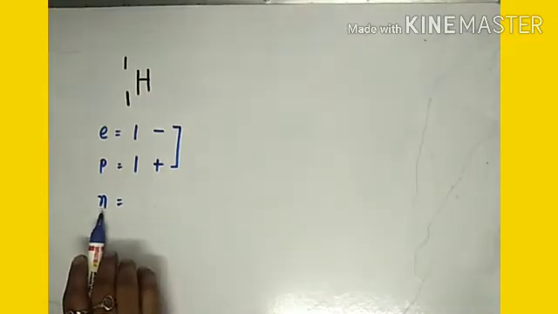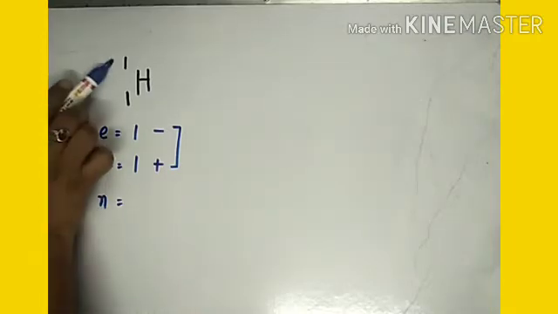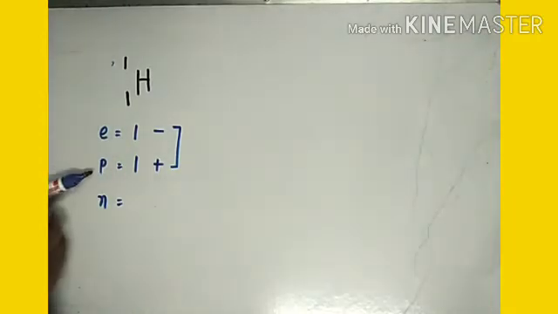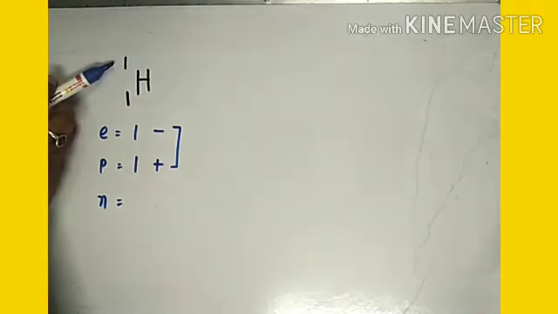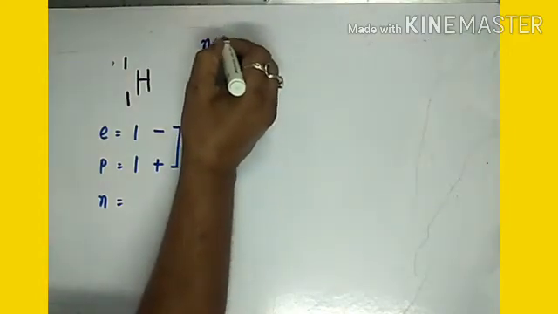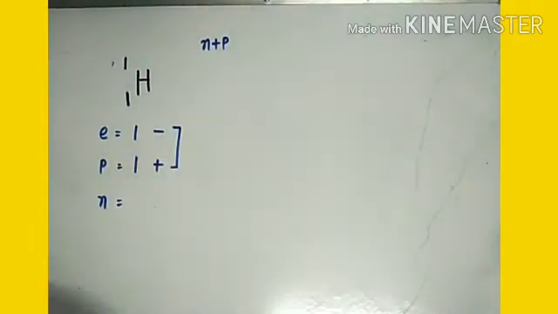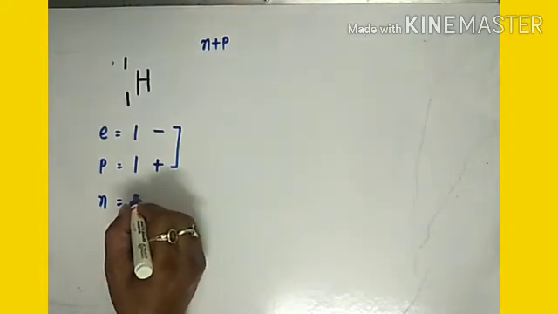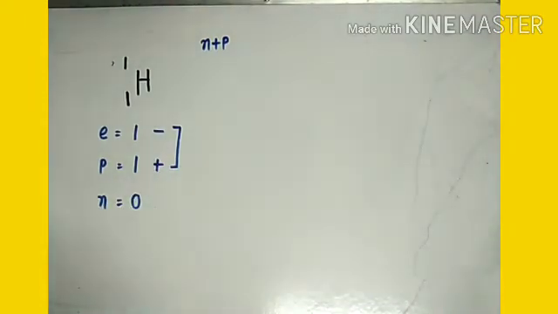And what about the neutron here? A neutron will be found from this side. We have proton number, that is 1. So the atomic mass is always the number of neutrons plus number of protons. So we can conclude that there is no presence of any neutron. So in case of H11, we have 0 neutrons, 1 proton and 1 electron.